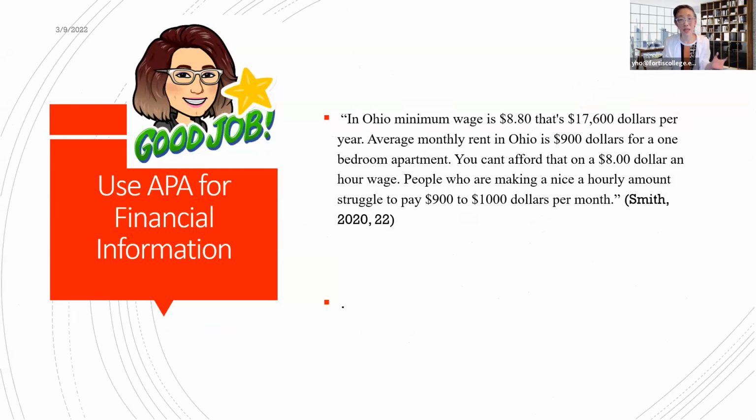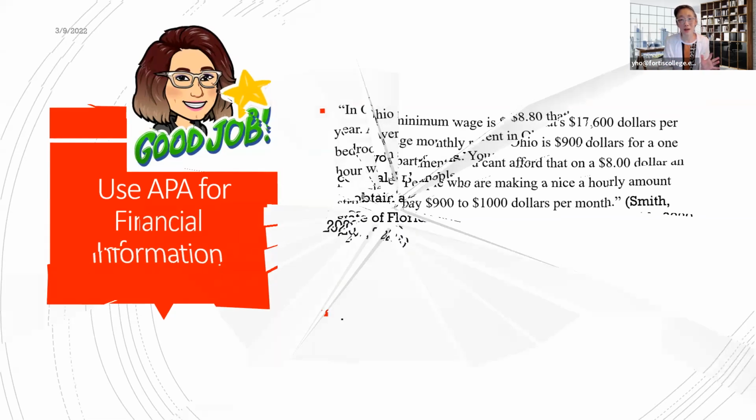Here's more financial information that needs citing. In Ohio, the wage is $8.80, and that's $17,600 a year. Average monthly rent in Ohio is $900. And someone did the math and said that today, if you want to afford rent, you have to make at least $50 an hour in order to be able to afford rent and live in a nice place. Obviously, $8.80 is not $50 an hour. So anyway, when you cite dollars and cents, you also need to cite the source. So this is an example of citing the source using dollars and cents.